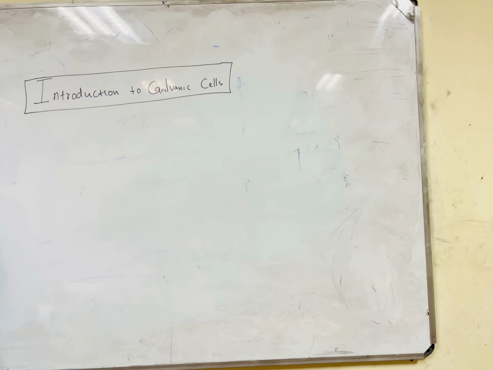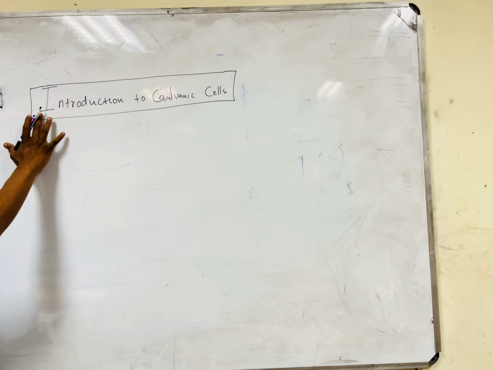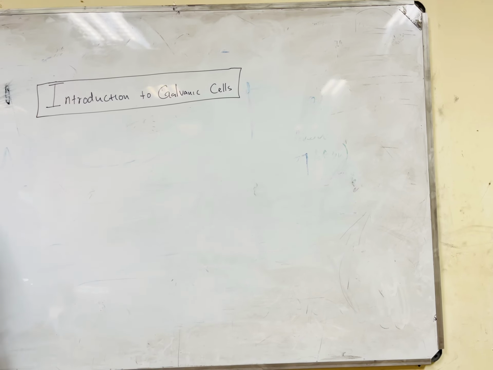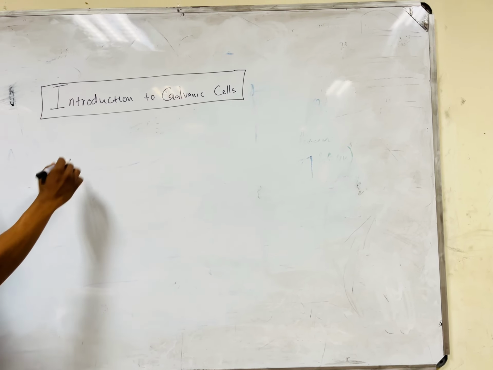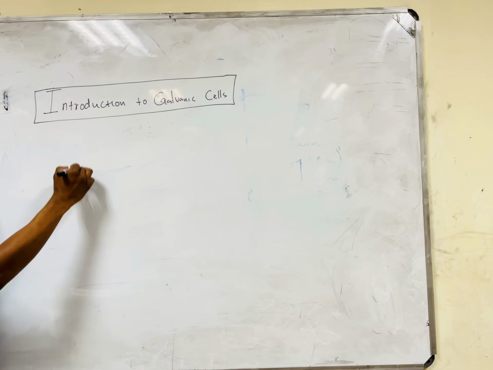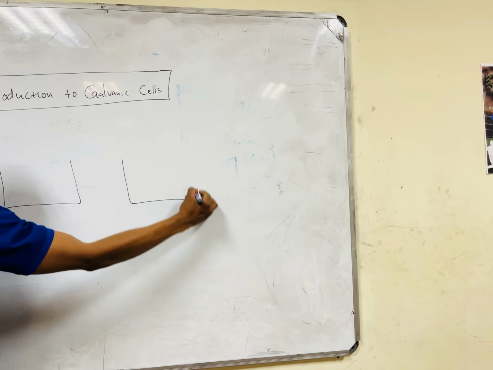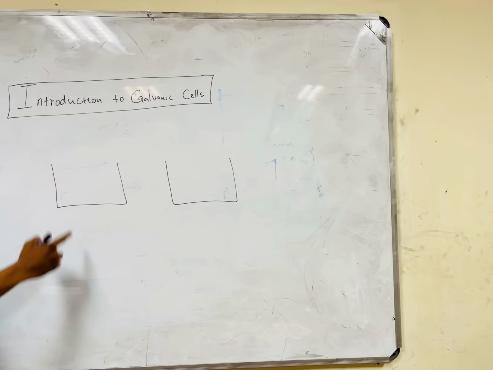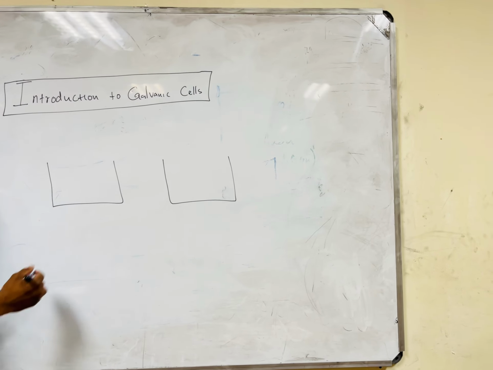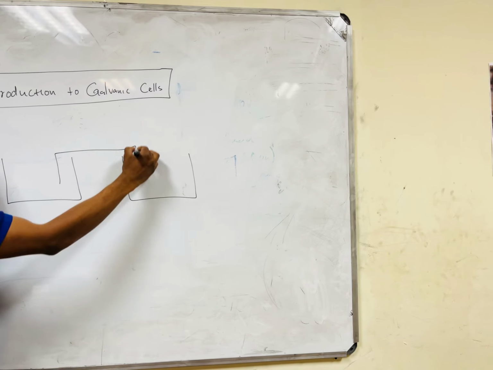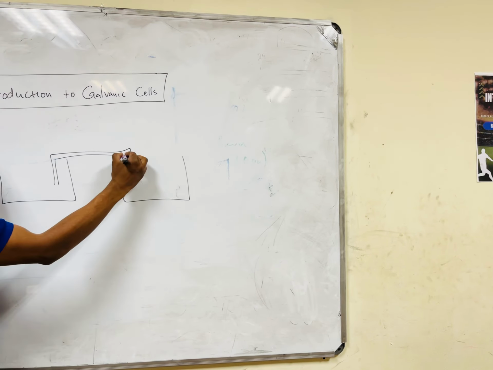Good day, learners. In this video, we'll be focusing on an introduction to galvanic cells. This is how we see galvanic cells: they are always given in two containers, and these two containers are joined by the salt bridge.